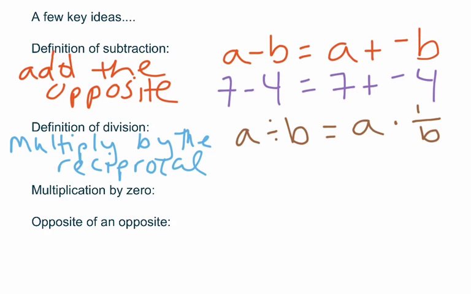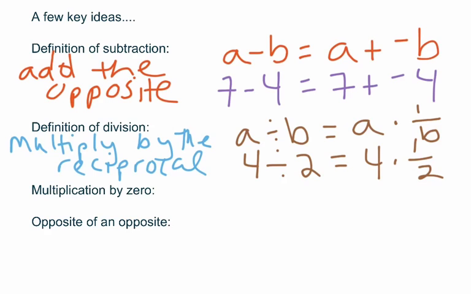So for example, 4 divided by 2 is equal to 4 times 1/2. If you don't believe me, pause the video and grab your calculator and put in 4 divided by 2, and then hopefully you get 2, and then do 4 times 1/2 and see what you get. It will come out the same.